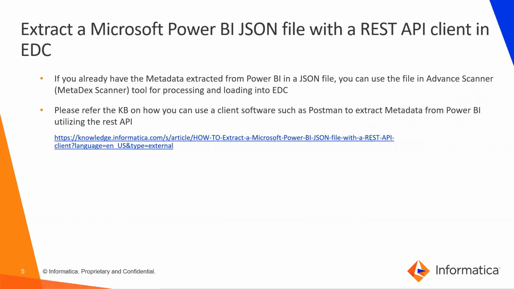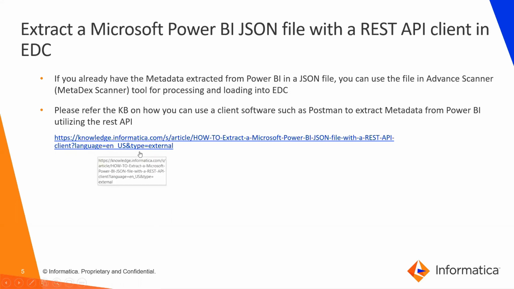Another method to configure Power BI Advanced Scanner is in case you have used any third party client tool, let's say Postman, to extract metadata from Power BI. And if you want to use the extracted metadata in the advanced scanner, you can do that also. So let's say you have already extracted the metadata in a JSON file. We can point the advanced scanner to that particular JSON file, and the advanced scanner will read all of the metadata from that JSON file. Instead of directly hitting the REST API, it will process it and push the graphs into the catalog UI. So how to do that?